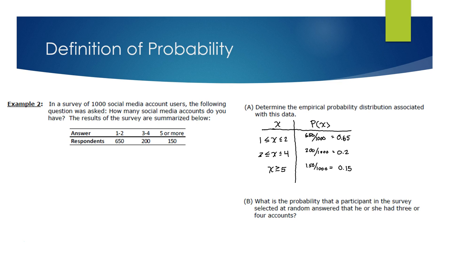Now in part B, you really didn't have to come up with this entire table to answer. Matter of fact, most of the table was already there. If you knew you had 200 people and 1,000 social media account users, and you know 200 out of 1,000 had between 3 or 4, it's still going to be 0.2, or about 20%. So if I pick a person from this study at random, it's a 20% chance that they have between 3 or 4 social media accounts.